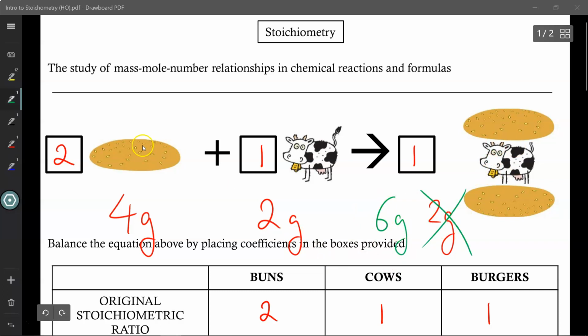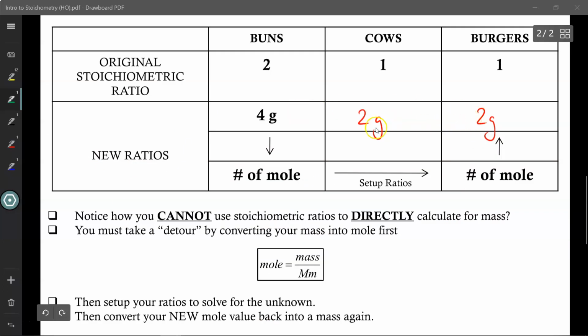How is it possible for you to have a bun and a cow, but then your burger's lighter than the ingredients themselves? It doesn't make sense. And that's why mass ratios don't work. You can't take a direct route to calculating this. No. This only works for counted values, not for mass values. Because the direct path doesn't work, we need to take a little bit of a detour.